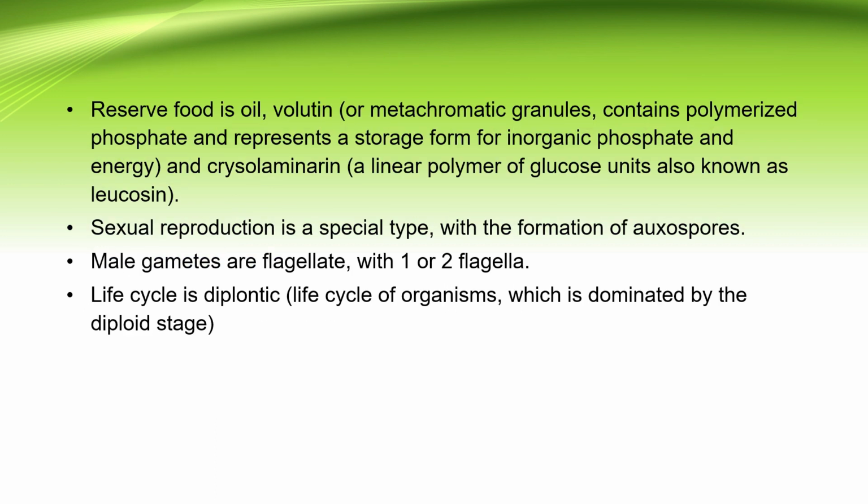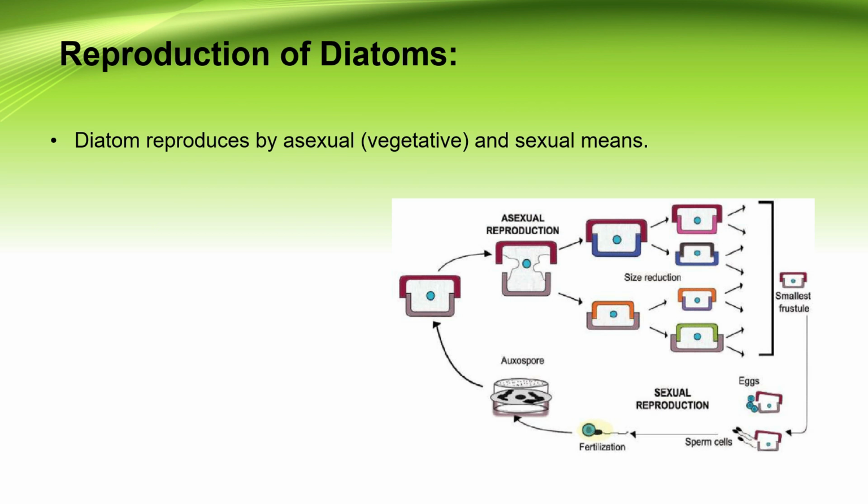And these diatoms reserve food in the form of oil, volutin, and chrysolaminarin. And sexual reproduction is a special type which includes the formation of auxospores. And male gametes are flagellate with one or two flagella. And life cycle is usually diplontic in these species. So next, yeah. Reproduction of diatoms.